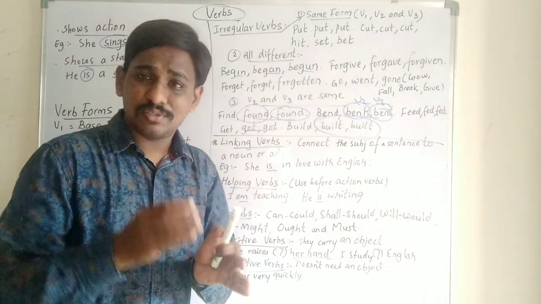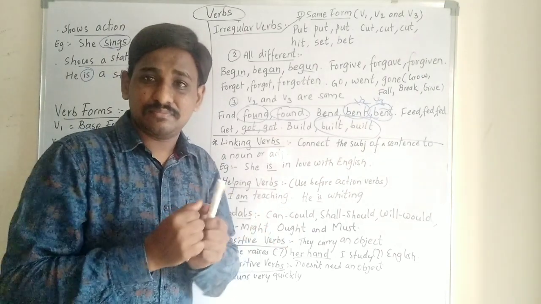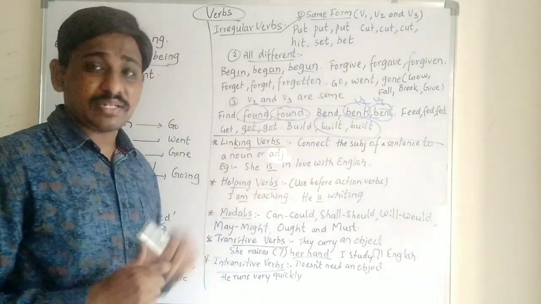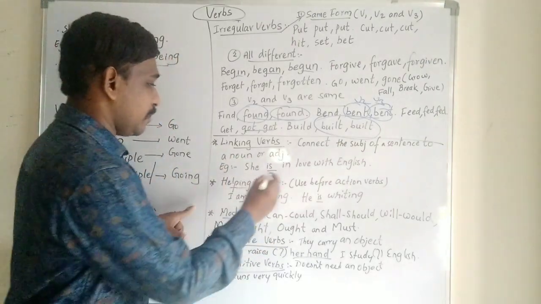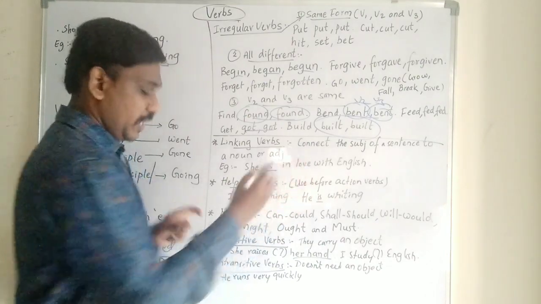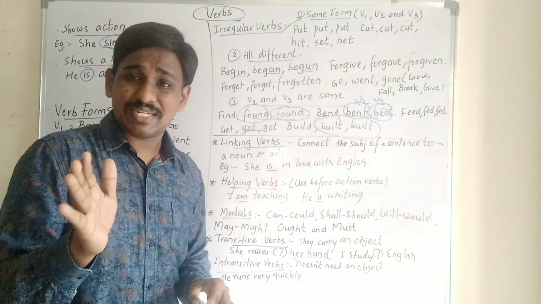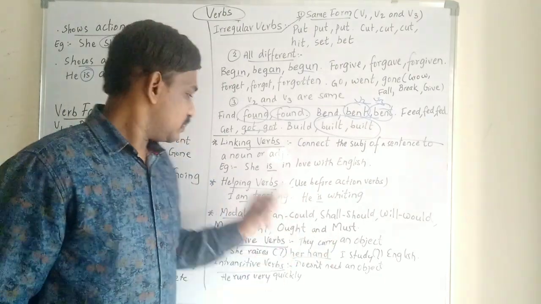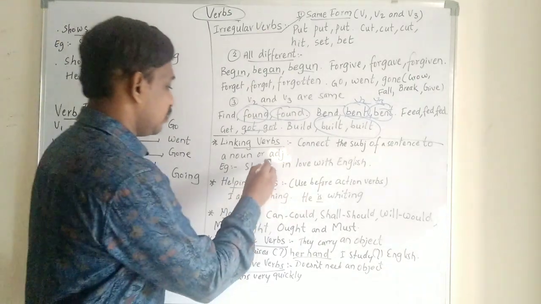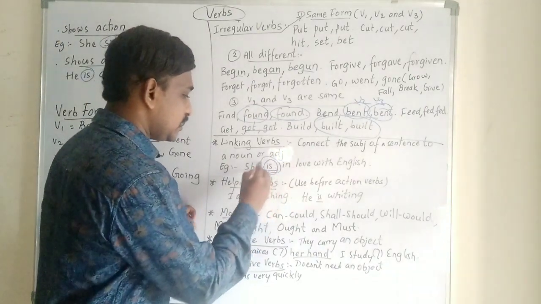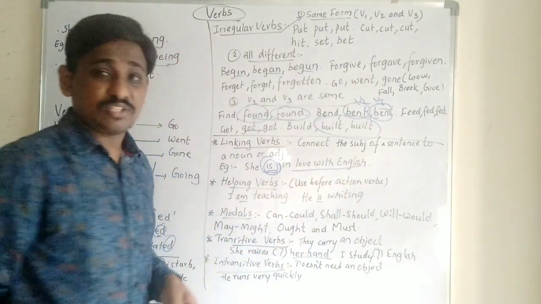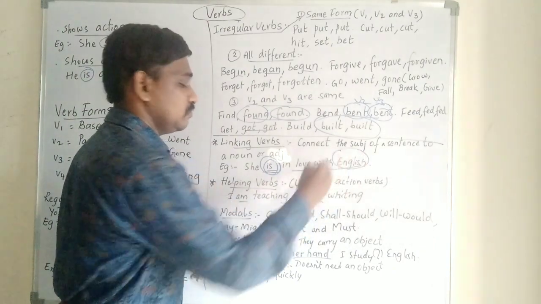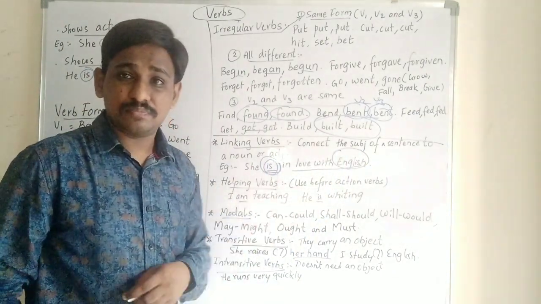Now let us see what are linking verbs. Linking verbs, the very meaning tells us they link. They connect the subject of a sentence to a noun or adjective. So let us see this simple example. She is in love with English. First of all, you cannot make a sentence without a verb. Verb must be there to make a sentence. See here, she is in love with English. Is is connecting the next part of the sentence. What? She is in what? She is in love with English. So is is a linking verb.